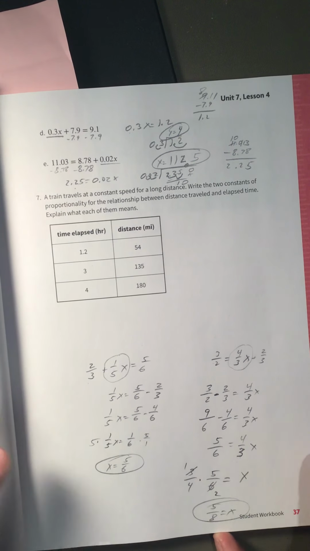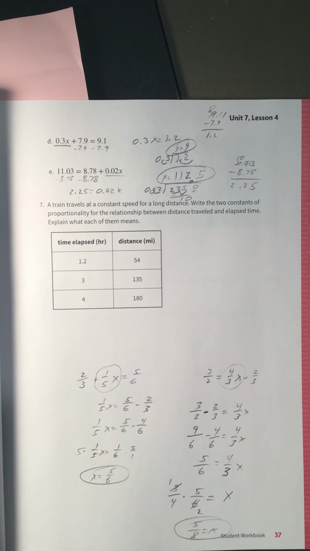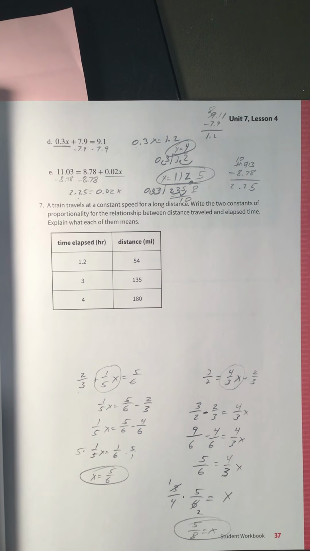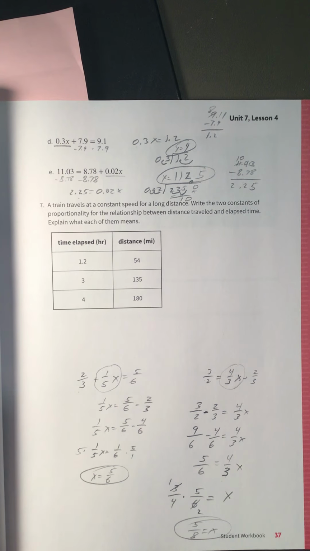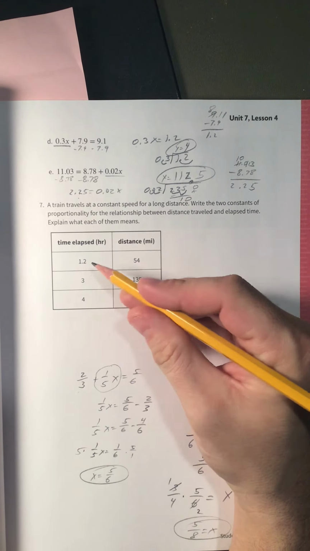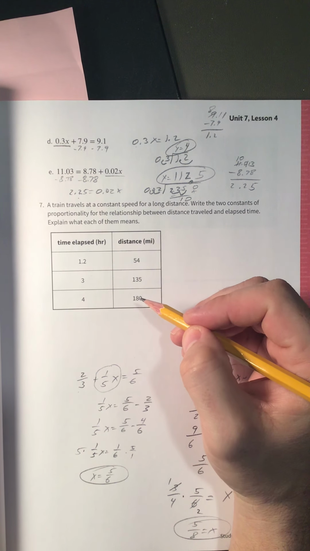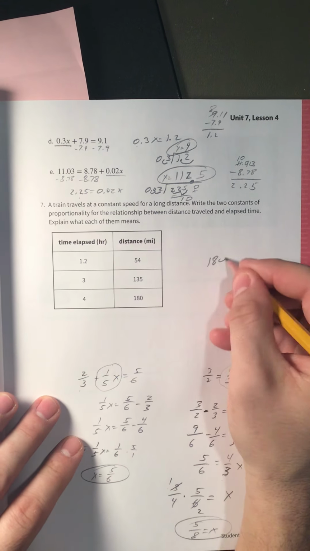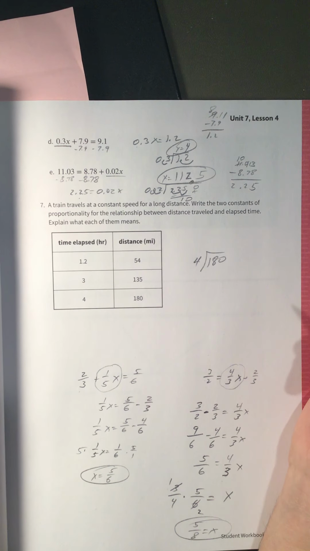All right, final question number 7. A train is traveling at a constant speed for a long distance. Write the two constants of proportionality for the relationship between the distance traveled and the time. Explain what they mean. Well, if I take distance divided by time, and I can choose any of these, 54 divided by 1.2, 135 divided by 3, 180 divided by 4. I'll just pick the last one.